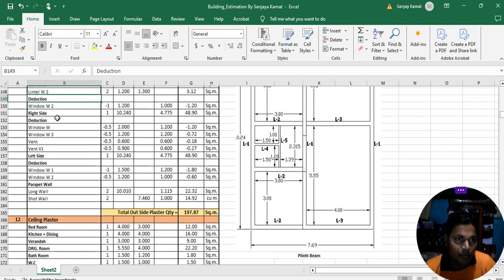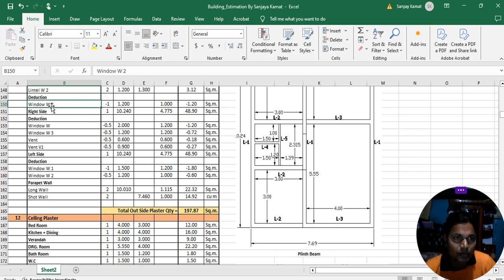Deduction, window W2. The number of window 2 is minus 1, length is 1.2 meter, thickness is 1 meter. After multiplying these three, we will get minus 1.20 meter square.